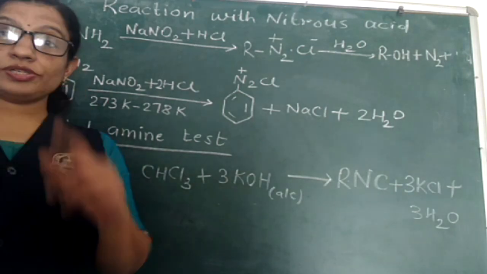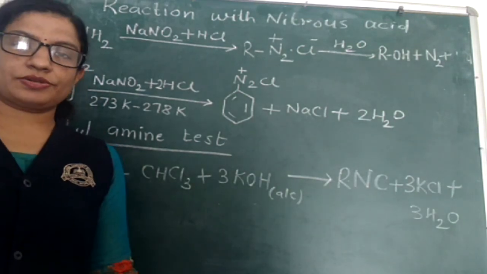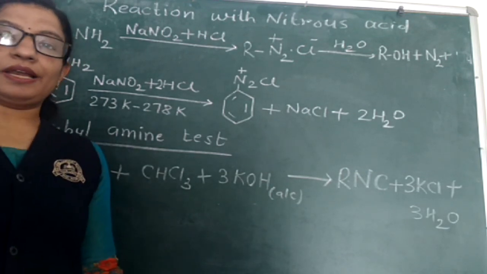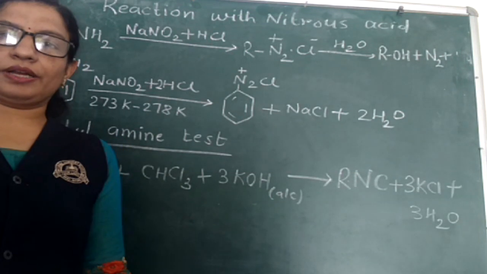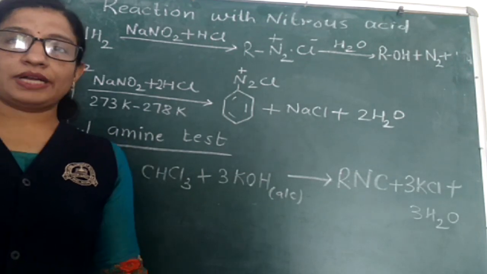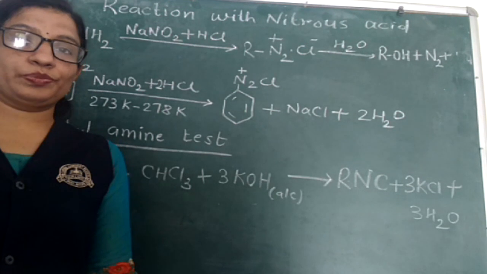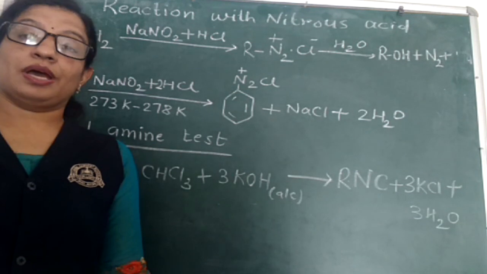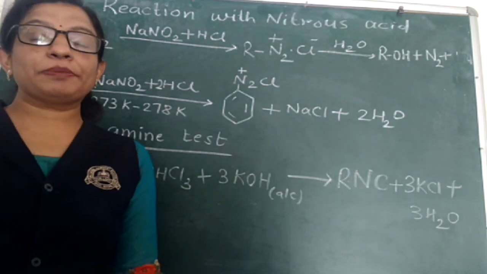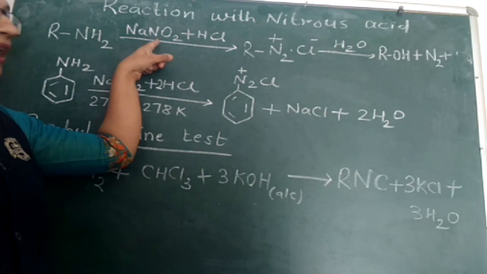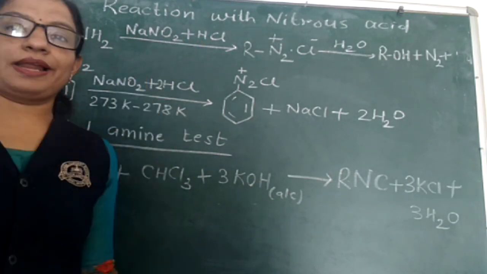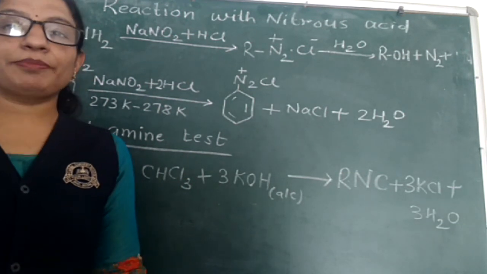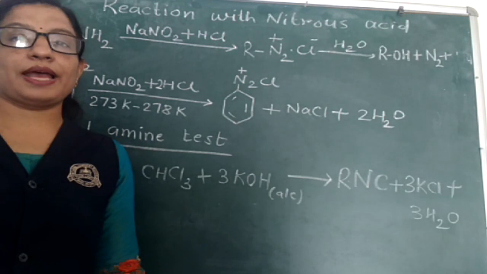Now, reaction of amines with nitrous acid. Here we will discuss the reaction of primary aliphatic as well as aromatic amines with nitrous acid. First of all, nitrous acid, that is HNO2, is prepared in situ, that is inside the reaction mixture. How is it prepared? It is prepared by treatment of sodium nitrite, that is NaNO2, with any mineral acid. Here the mineral acid taken is HCl, but in place of HCl it can be any mineral acid.